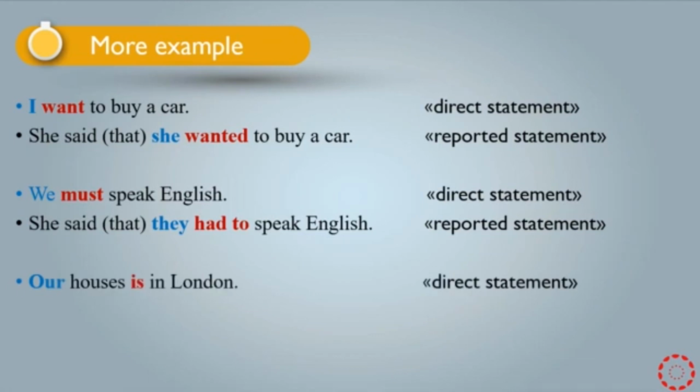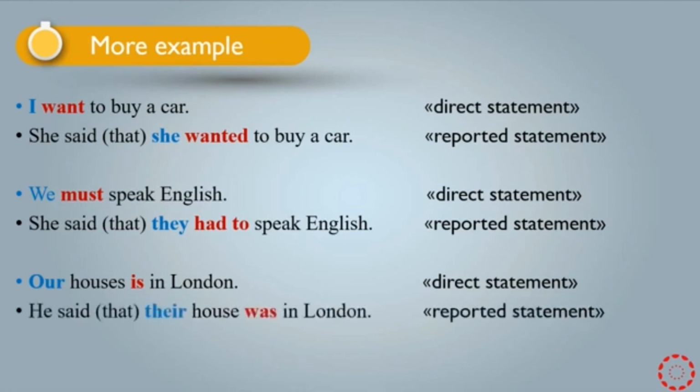Our house is in London. So it became what? He said that their house was in London. So you have to know that our became what? Their. As according to the table. And is became what? Was. So our house is in London became what? He said that their house was in London. So this one is called reported statement.